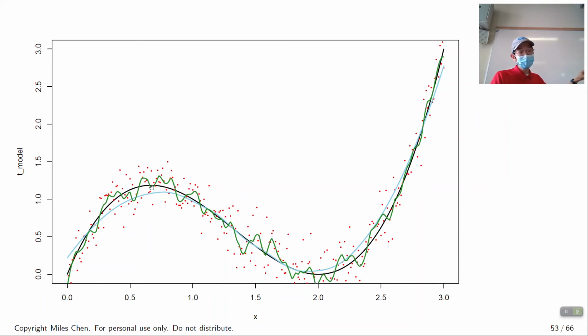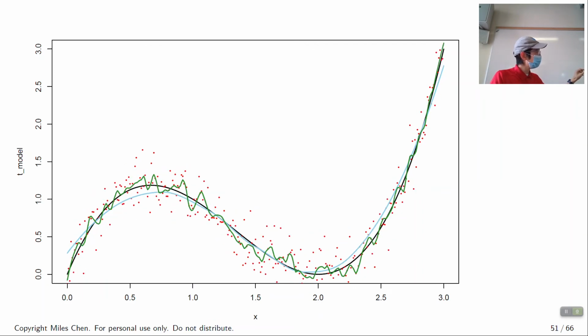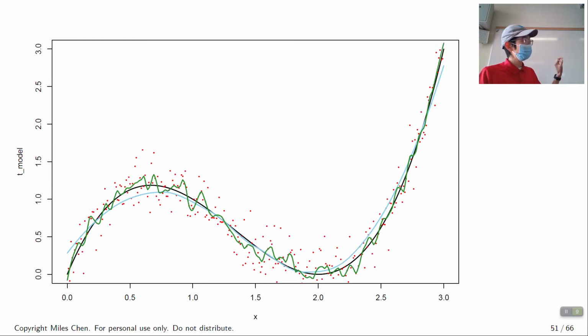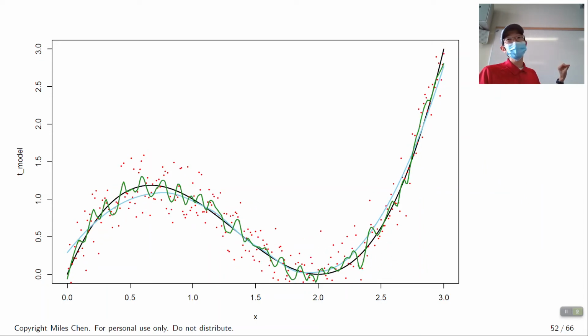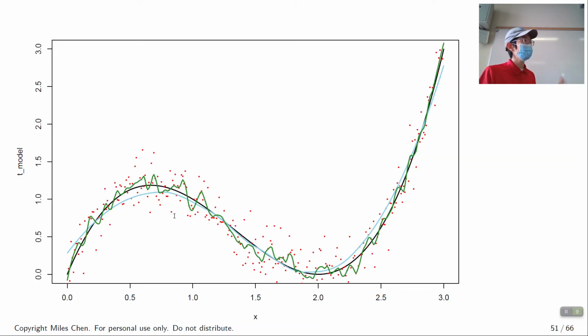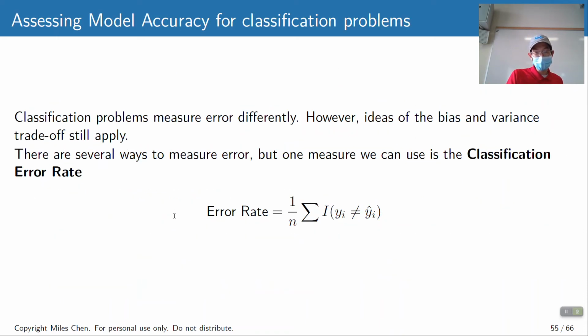If you look at the green line, though, it's consistently around the black line. So if we averaged all of the green lines together, we're probably going to get something close to the true relationship. So we're going to have less bias there. But again, high variance, because the green line changes drastically from one random data set to another. Does that kind of make sense there? All right, so that's this idea of the bias variance trade-off. And that's going to be something that we see consistently throughout the course, okay?